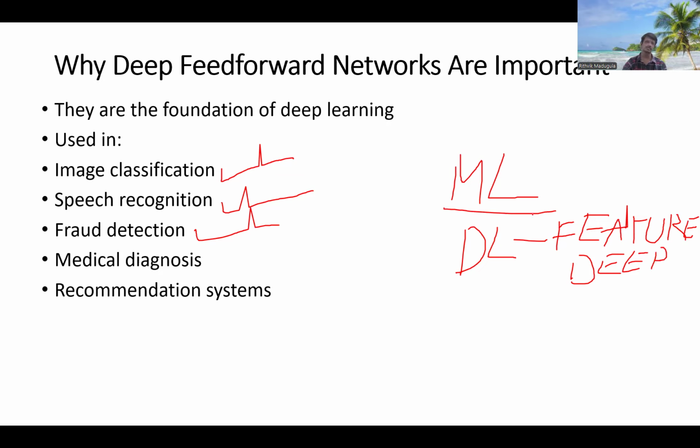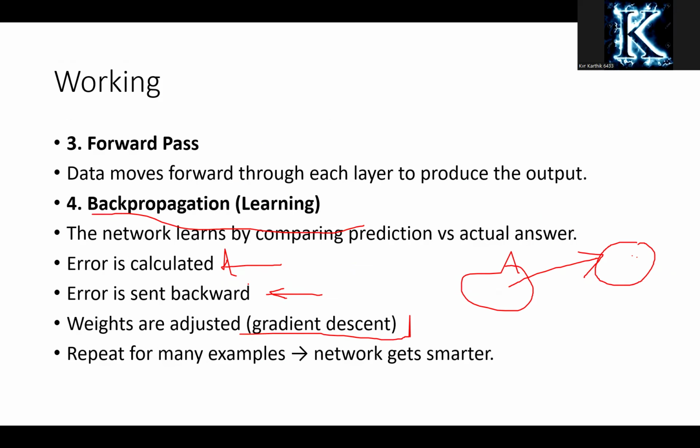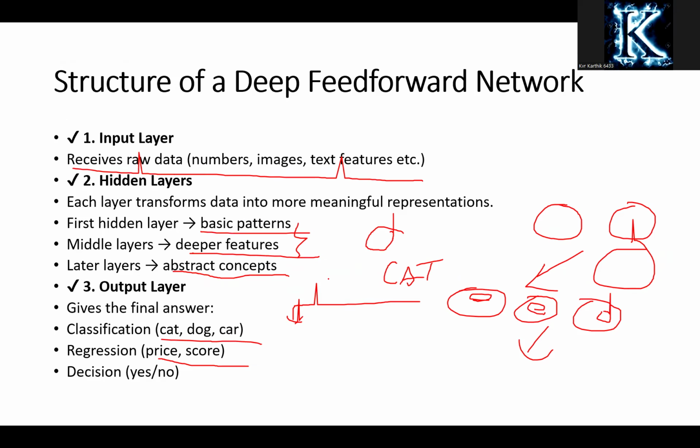So when compared to machine learning models, deep learning models have some extra features that might give better accuracy. We can use it in medical diagnosis, and we can have some usage in recommendation systems. So these are some of the things that we discuss as far as deep learning models or deep feed forward networking structure is concerned.